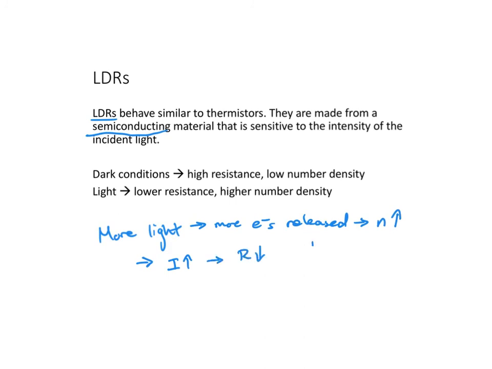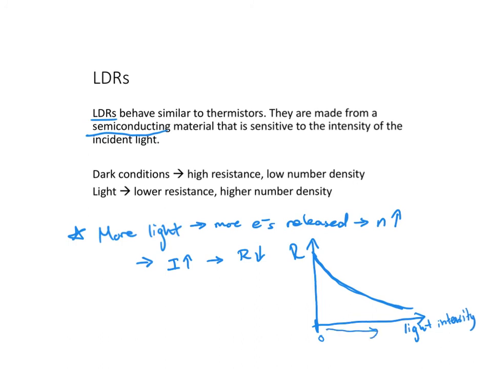So for an LDR, we will have exactly the same graph, though for resistance against light intensity, not temperature, which will go from a specific resistance at 0 light intensity, and it will drop exponentially as we increase the light intensity. This is the explanation of why this happens. So in dark conditions, we will have a low number density, so there will be higher resistance, and as we increase the light intensity, the more energy the atoms get, the more electrons they release. The higher the number density, the lower the resistance.